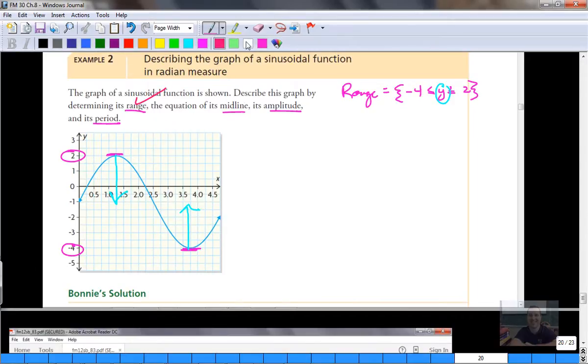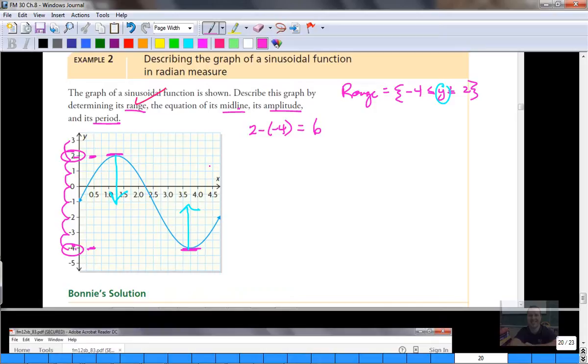Check. Okay, midline. The midline is the line that's in the middle, right? The very middle. So you've got 2 and you've got -4. How many units is that in total? 2 minus -4 is 6. Okay? 6 units. So you can even count it. 1, 2, 3, 4, 5, 6 units. We don't go to 7 here. We just stop at 6.